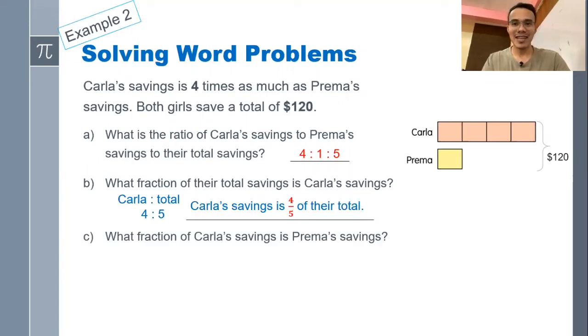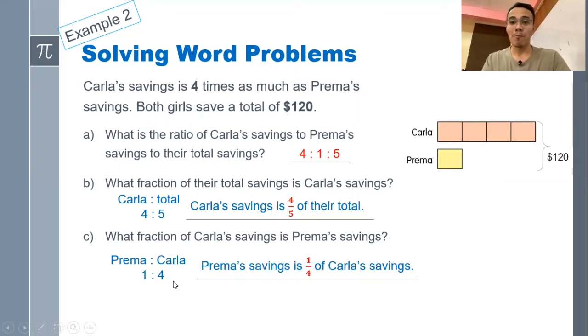Let's have letter C. What fraction of Carla's savings is Prema's savings? Or Prema's savings is what fraction of Carla's savings? So the corresponding ratio, the ratio of Prema's savings to Carla's savings, is 1 to 4. 1 unit for Prema, 4 units for Carla. Therefore, Prema's savings is 1/4 of Carla's savings.